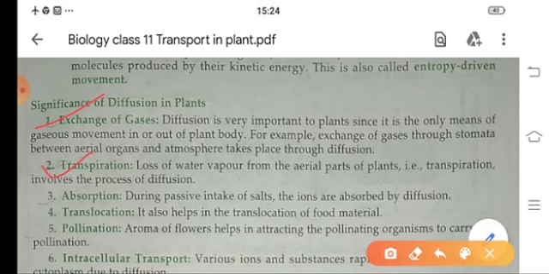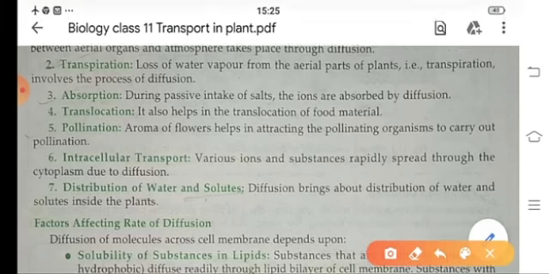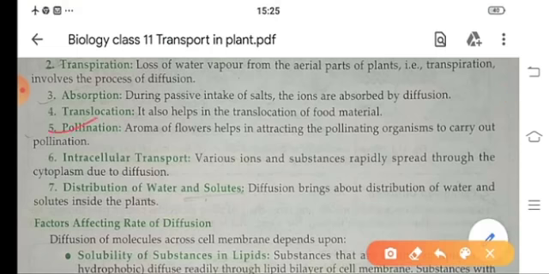So diffusion is also helpful in absorption, because during passive intake of the salts, the ions are absorbed by the diffusion process. Diffusion also helps in translocation of food. It also helps in pollination. How does it help in pollination?